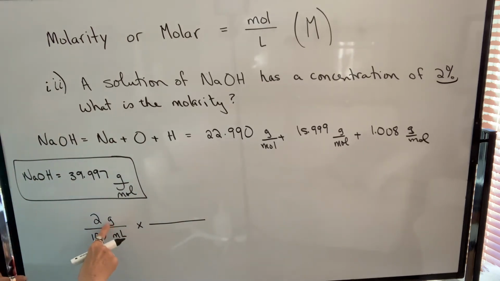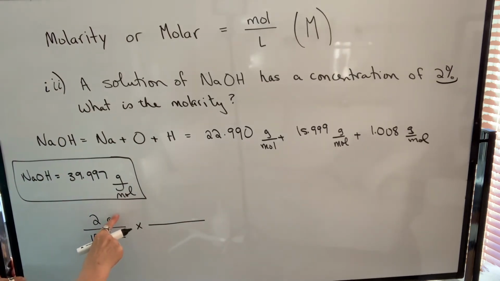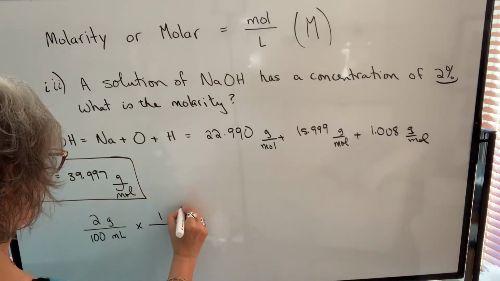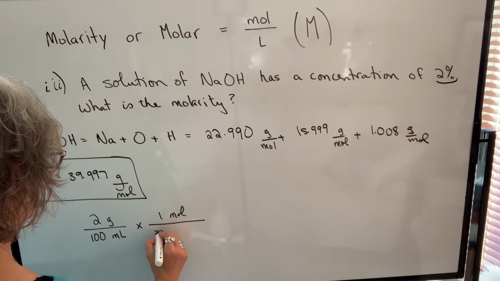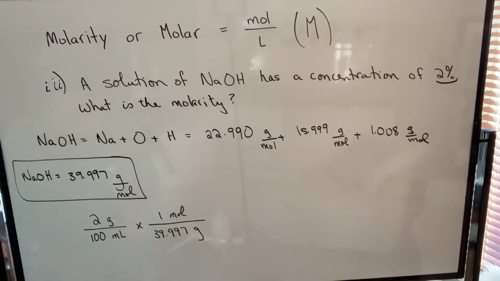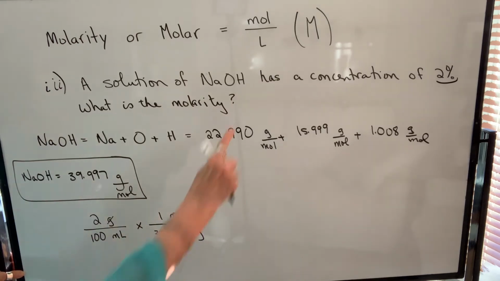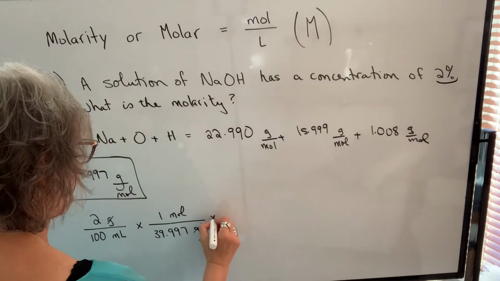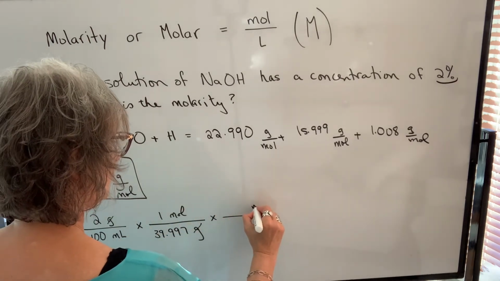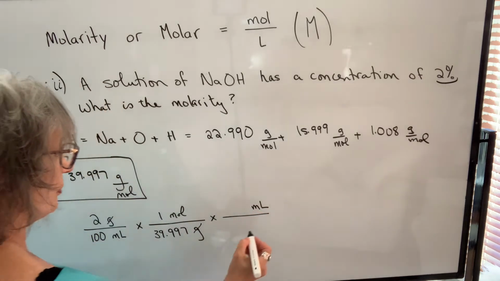Now because we want to cancel grams, grams goes in the numerator, 1 mole will have a mass of 39.997 grams. Grams will now cancel and we will have our concentration in moles per milliliter. We want moles per liter, so we're going to change from per milliliter. Milliliters is in the denominator, so in order to cancel it needs to go in the numerator, and we want to replace it with liters.